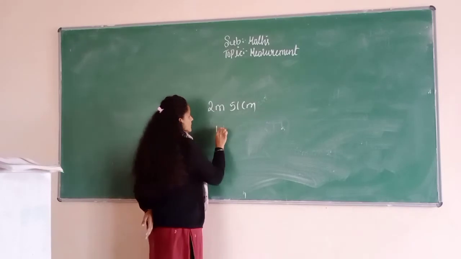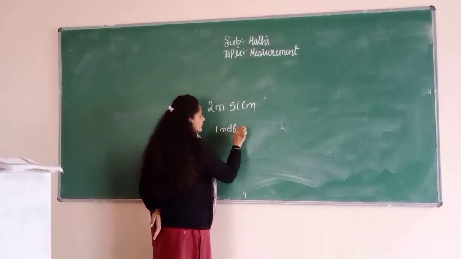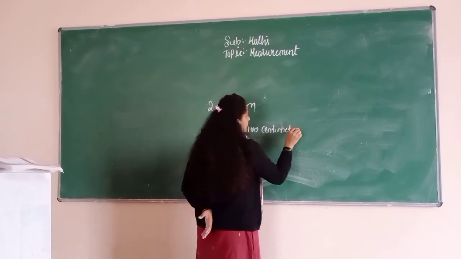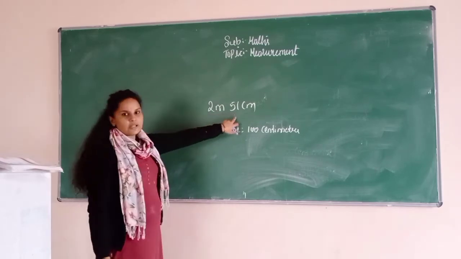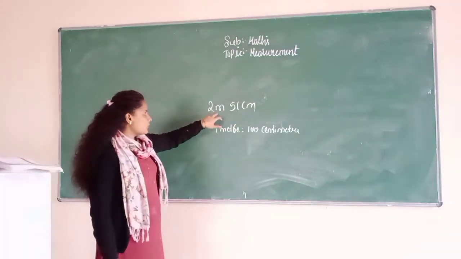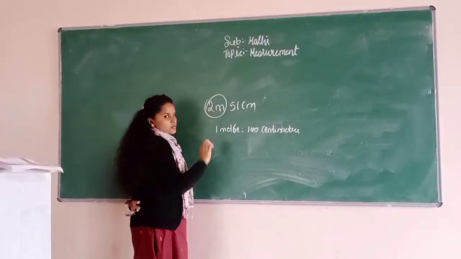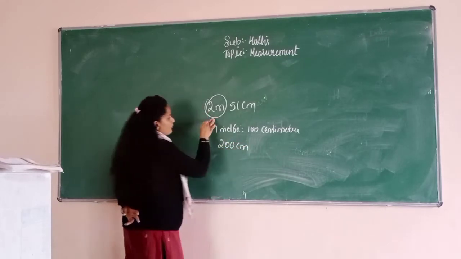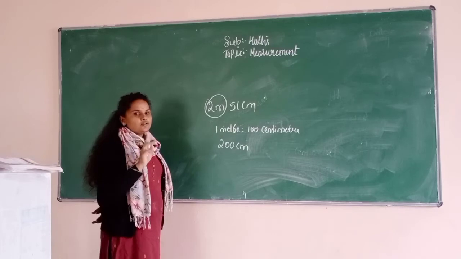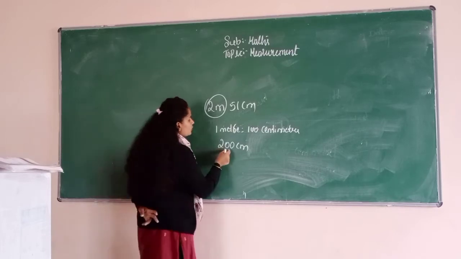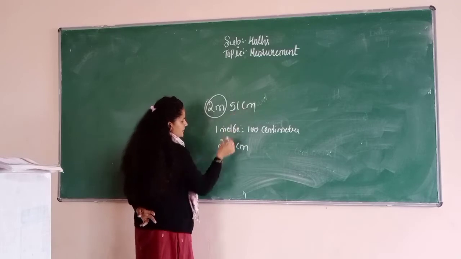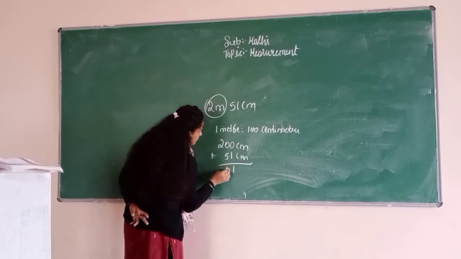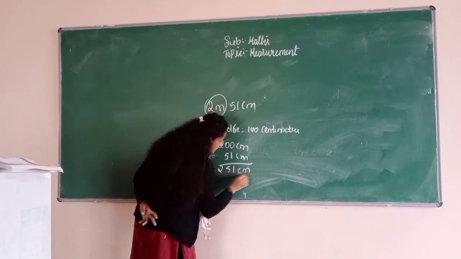So what do we know? 1 meter is equal to 100 centimeter. So what do we have here? 2 meter. 51 is in centimeters only. So only we have to convert 2 meter. 2 meter is 200 centimeter. We have 200 centimeter, and then 51 centimeter is there. So we have to add that. 251 centimeter.